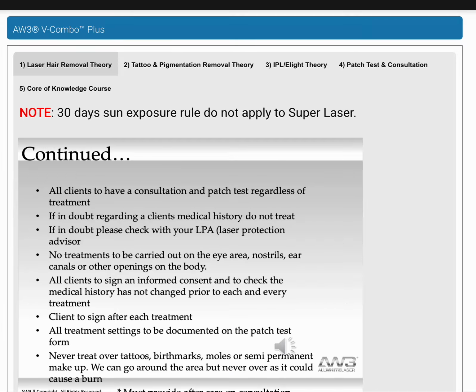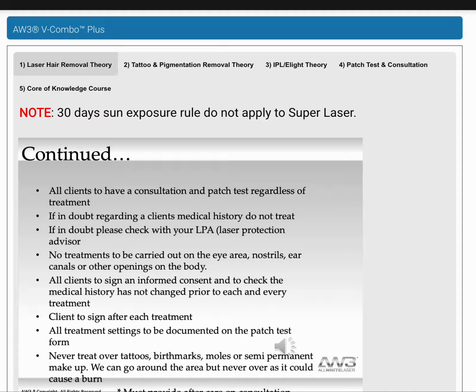Health and safety continued. All clients must by law have a patch test and full consultation regardless of which treatment they wish to have. If in doubt regarding the client's medical history, we must not treat. Any doubts, please check with your laser protection advisor to ensure you protect yourself and your client. All clients need to sign an informed consent, and we need to check their health history prior to any treatment. Please ensure the client signs after every treatment, and all settings are documented on the patch testing form.